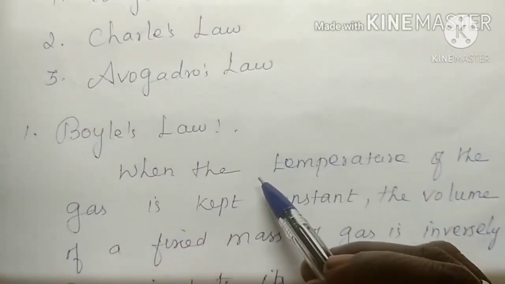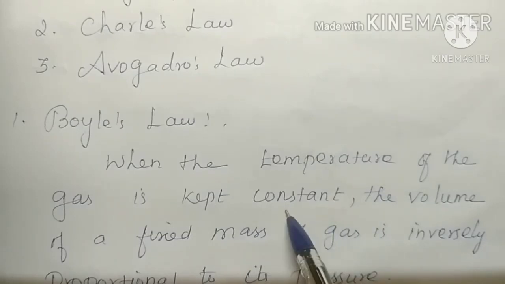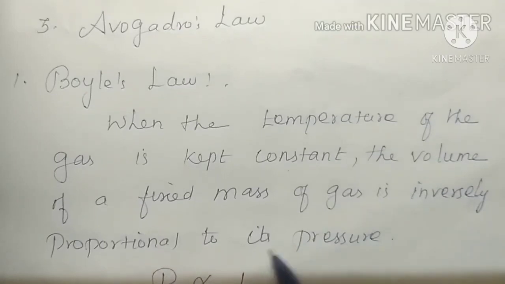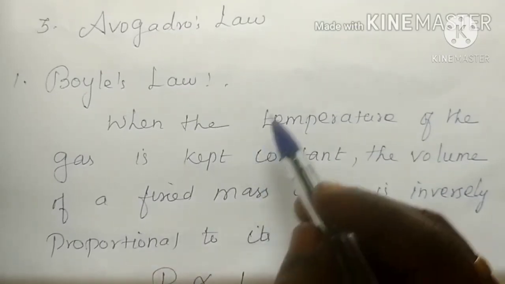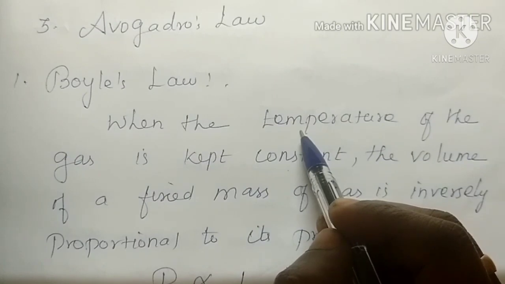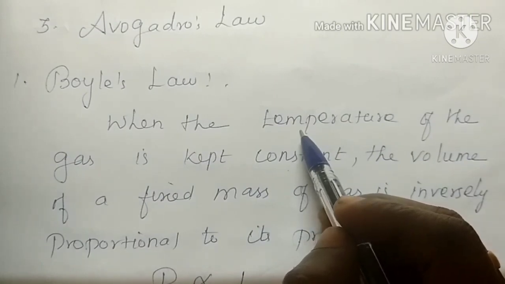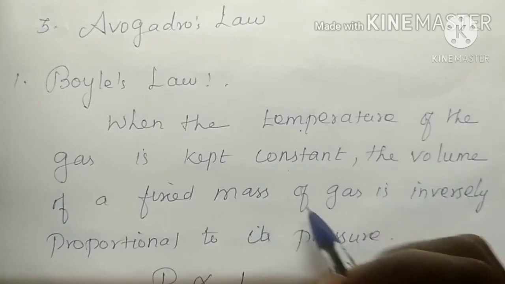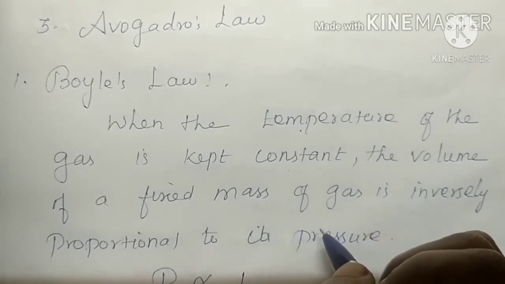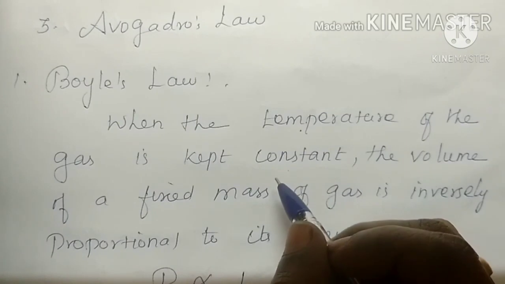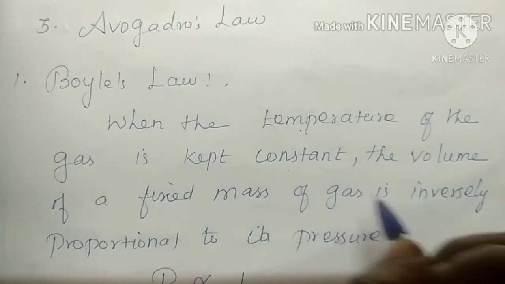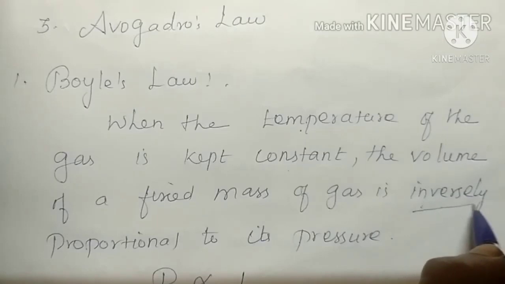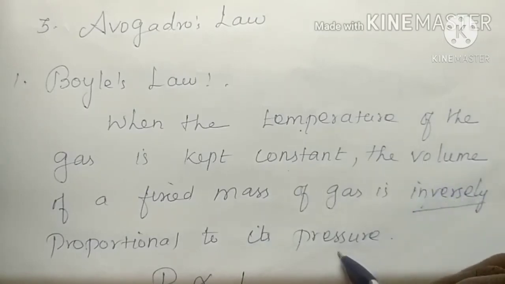Boyle's law states that when the temperature of the gas is constant, the volume of a fixed mass of a gas is inversely proportional to its pressure. Temperature is kept at one constant value, say 25 degrees Celsius. The volume of a fixed mass of gas is inversely proportional to pressure. That is, if volume increases, pressure decreases. That is the meaning of inversely proportional.